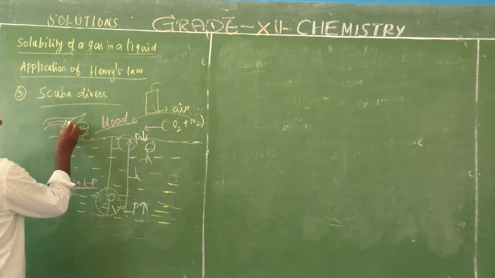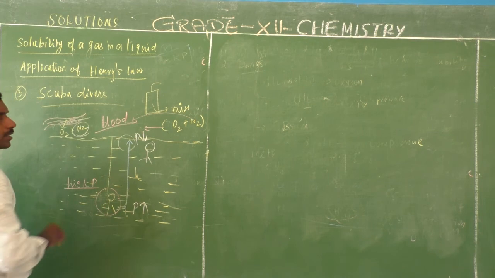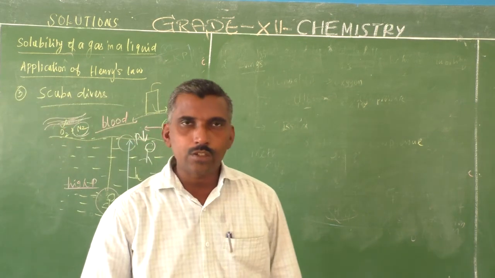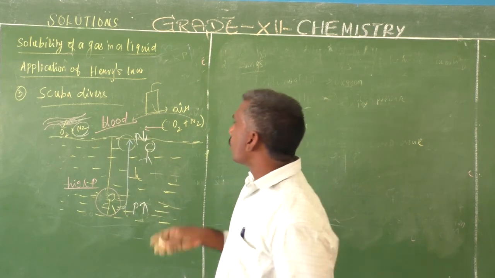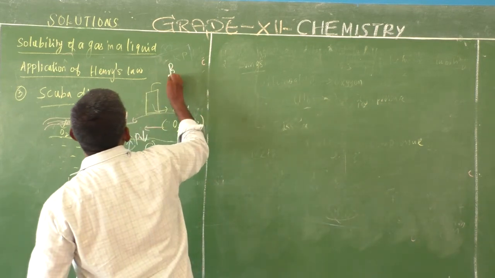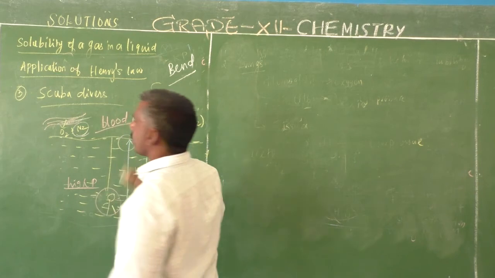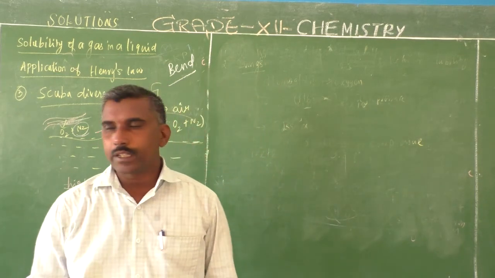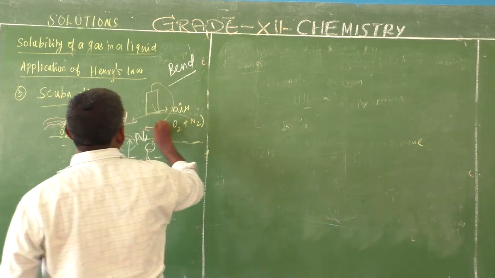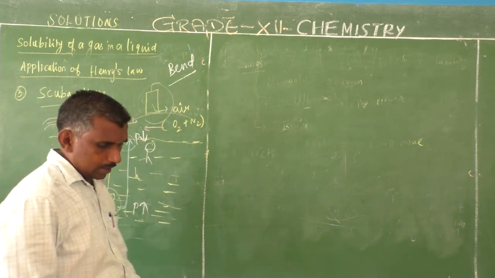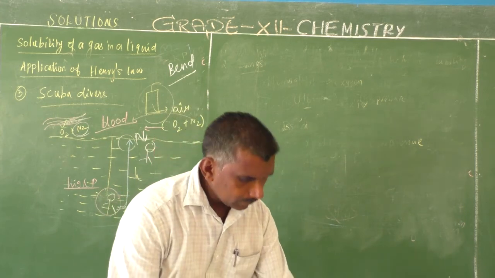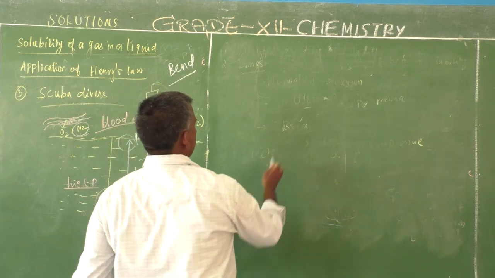These bubbles block the blood vessels, so vomiting or even death can happen. This phenomenon is known as the bends. To avoid the bends, the gas is diluted, that is, the air in the cylinder is diluted.